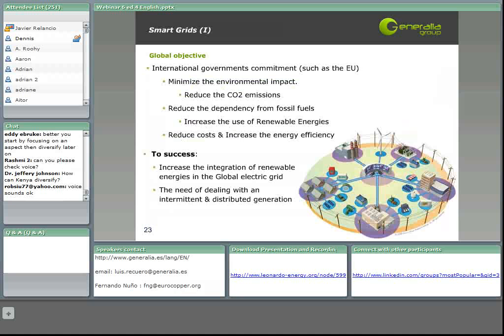For this project to succeed, they have established the goals of increasing the integration of renewable energies in the global electric grid and dealing with an intermittent and distributed generation. As you might know, the renewable resources are intermittent and distributed.